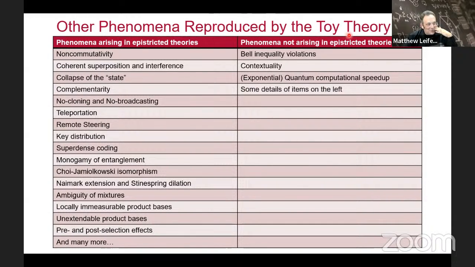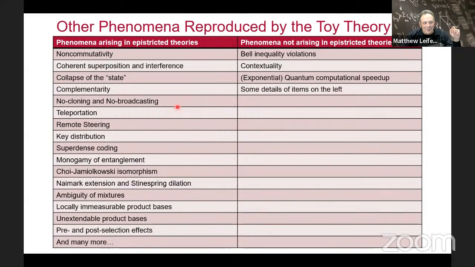Here are some other phenomena that are reproduced by the toy theory. There's just a whole list of them. Many, many more. There's been a whole bunch of papers on this now. There are some things that don't arise in these theories. Bell inequality violations, obviously, since it's a local theory. Contextuality. Quantum computational speedup is a little bit more controversial here because there are some things to say about oracle models. But assuming it exists, which most of us think it does, exponential quantum computational speedup, like we expect is the case for Shor's algorithm, doesn't seem to arise in these theories. And again, it's some details of the things on the left here, right?